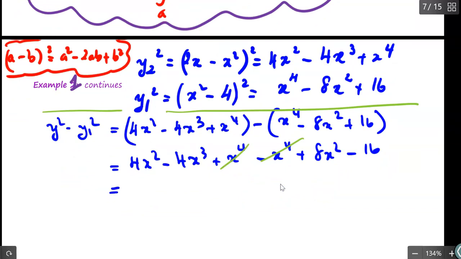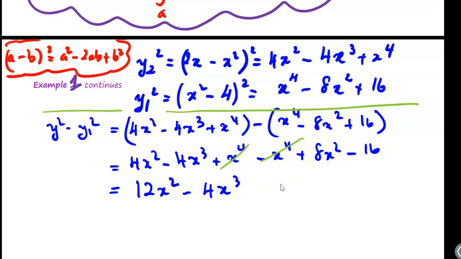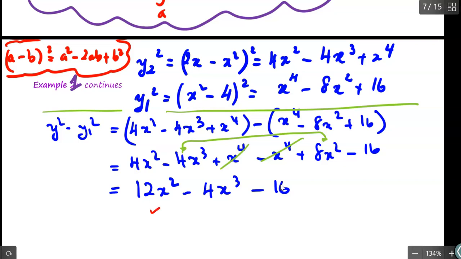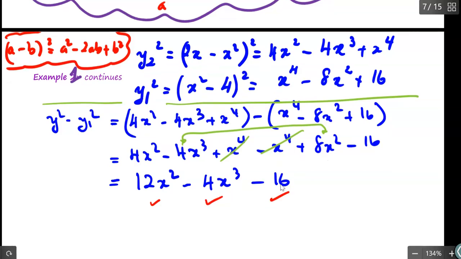Okay, so I should have 12x squared, I should have negative 4x to the exponent 3, and I should have negative 16, because these two terms I already combined. Alright, so we double check before we start integrating, or else one little error will lead to another error.